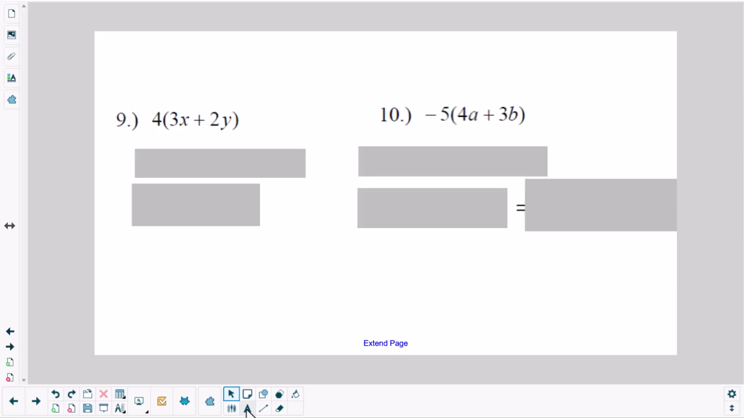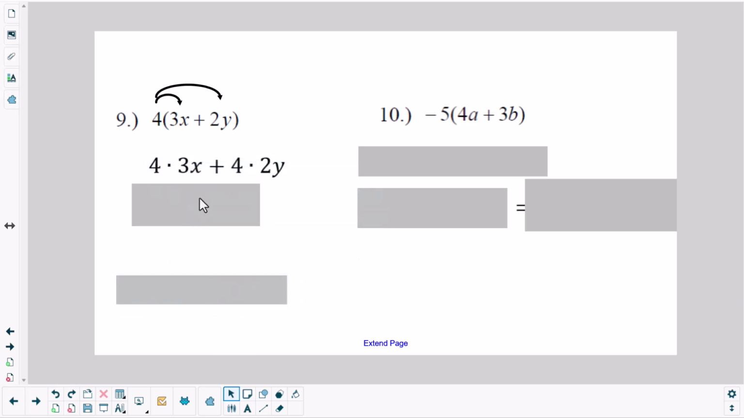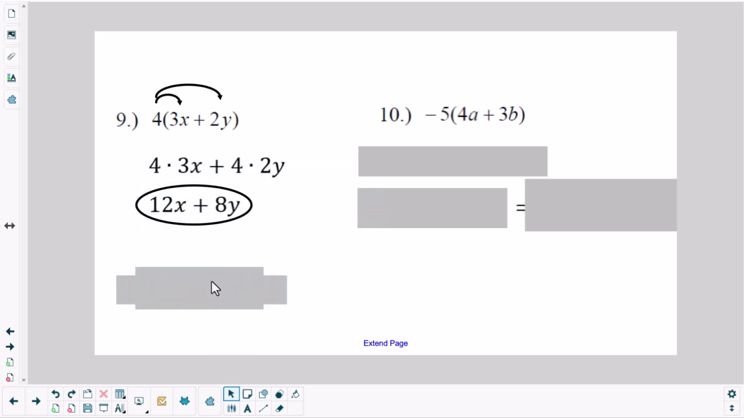Number 9, let's distribute this 4 to both the 3x and to the 2y. So we'll have 4 times 3x plus 4 times 2y. That will simplify to 12x plus 8y.